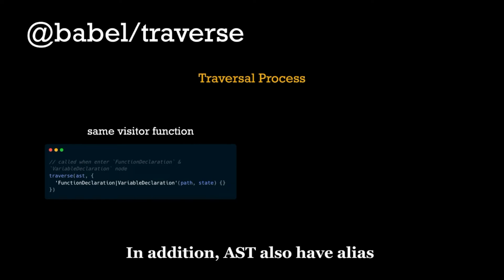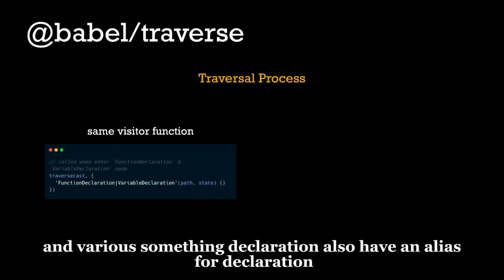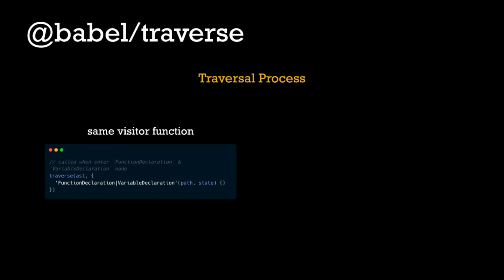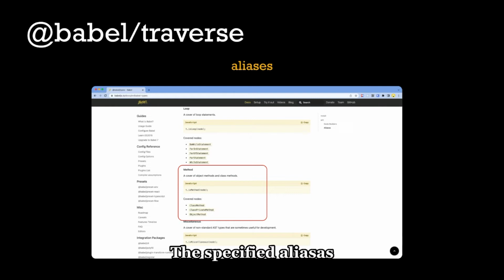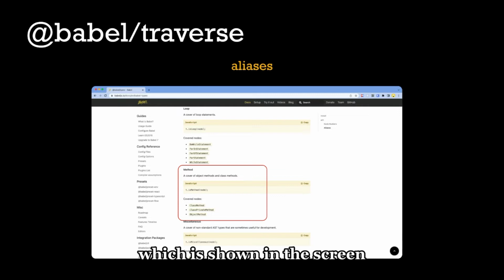And in addition, AST nodes also have aliases. For example, various something statements have an alias for Statement, and various something declarations also have an alias for Declaration. Naturally, the processing of these AST nodes can be specified by aliases. So an example is shown here. And the specified aliases can be found in the Babel documentation, which I showed a screenshot of in the PowerPoint.